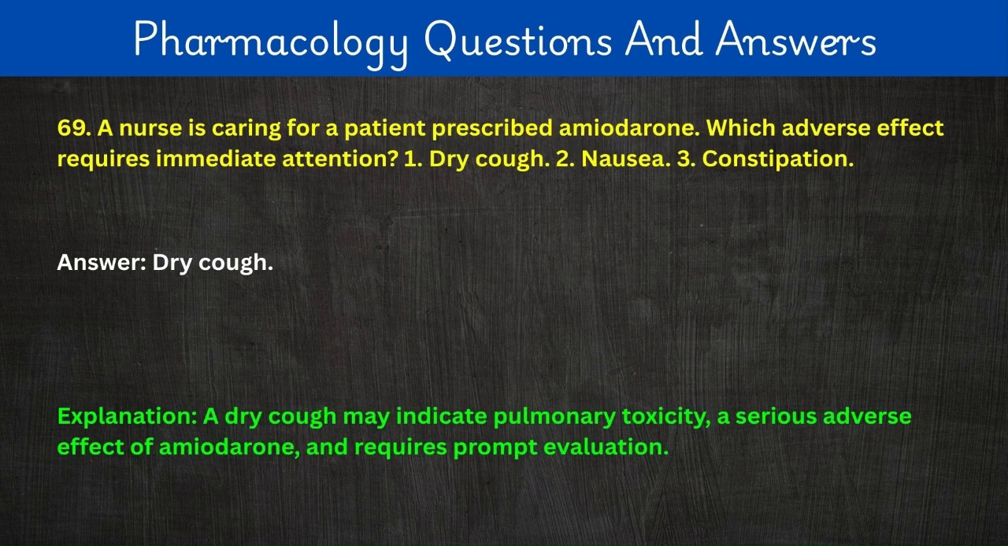69. A nurse is caring for a patient prescribed amiodarone. Which adverse effect requires immediate attention? 1. Dry cough. 2. Nausea. 3. Constipation. Answer: Dry cough. Explanation: A dry cough may indicate pulmonary toxicity, a serious adverse effect of amiodarone, and requires prompt evaluation.